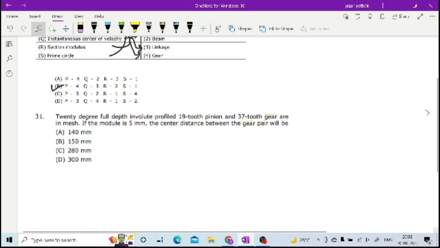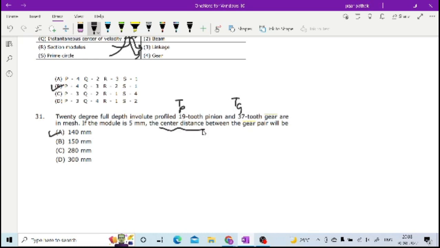That would be 140 mm. Correct. So it is also a simple question. What you are provided is the number of teeth on pinion and gear, TP and TG. And what you are asked is the center distance, so we have to calculate the center distance.